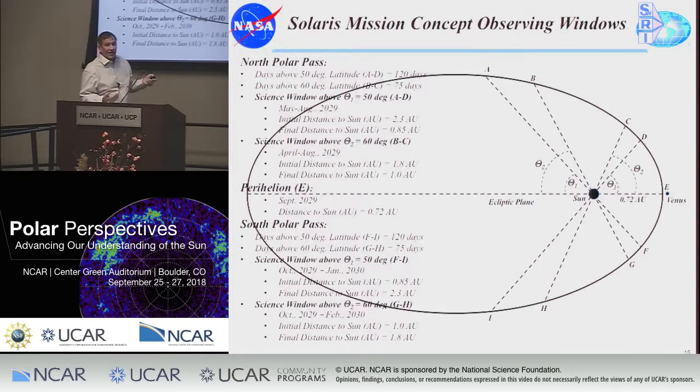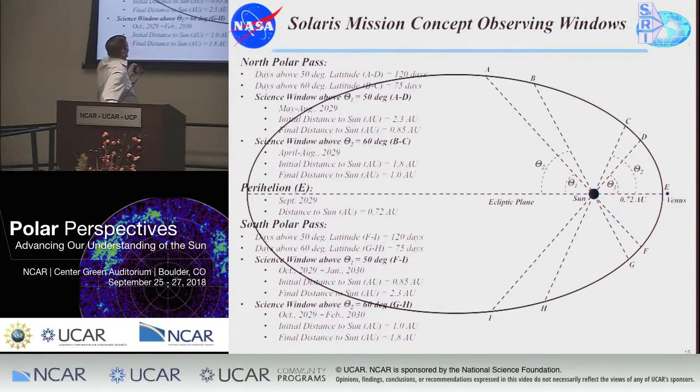And this helps you understand in terms of the discussion this morning. Do you need 100 days above 50 degrees or 60 degrees latitude to do your helioseismology that you want to do? Or, how many days do you really need? So basically with this orbit, points A and D are the 50 degree latitude points. And with this current orbit in the first pass, you get 120 days above 50 degrees latitude. You get 75 days above 60 degrees, whatever that magic number is, you have those options. And so you design your mission around what you need.